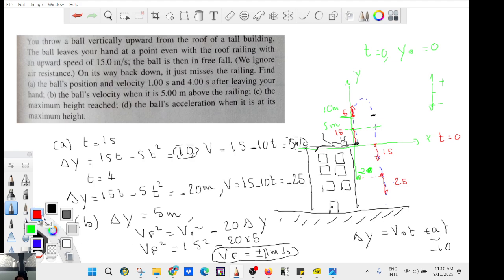Okay, so you have two solutions when it's 5 meters above the railing, right? Yes. So we haven't started to fall back down. We only should take the positive. We don't know. Do they say that? Wait, 5 meters above. So we don't know. 5 meters above the railing when you're coming up, 5 meters above the railing when you're coming down too.